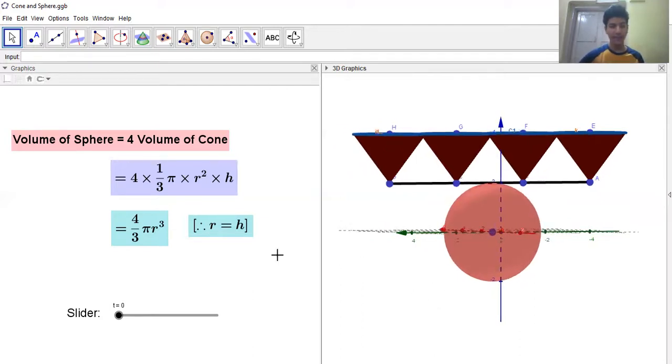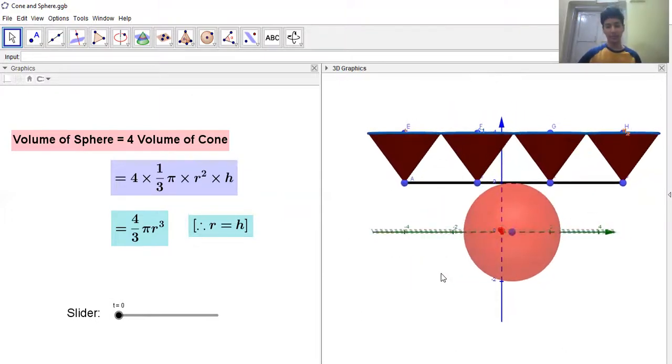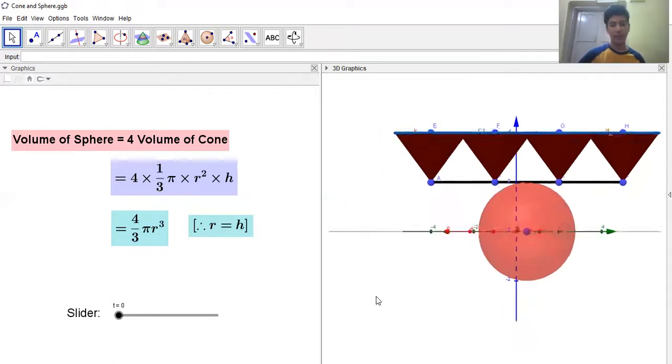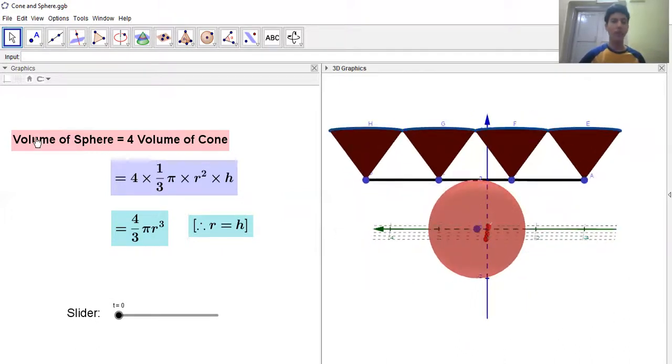And so this is a very simple project, so you can do it by yourself too. It is virtual, so it is very easy. You can do it on your laptop and especially mobile as well. So we can prove that the volume of sphere is actually volume of four cones, and the direct formula for this is 4 by 3 pi r cube square units.